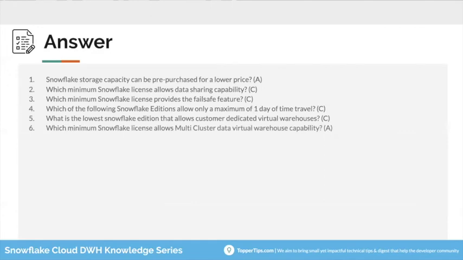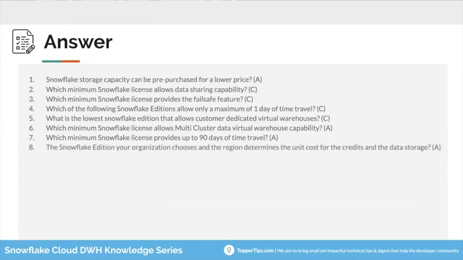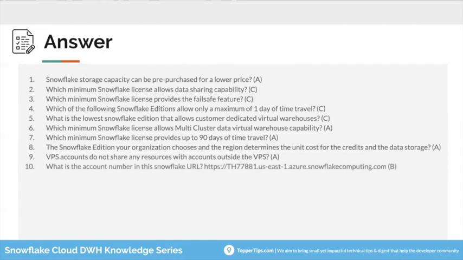Which minimum Snowflake license allows multi-cluster, which is an elastic cluster feature? It is enterprise and above. Which minimum Snowflake license provides 90 days? Enterprise and above provide 90 days. The Snowflake edition your organization chooses and the region determine the unit cost for the credit and the data storage. True. VPS accounts do not share any resources with outside the VPS. True. What is the account number in the Snowflake URL? TH77881 is the account number, US East 1 is the region, and Azure is the cloud provider.